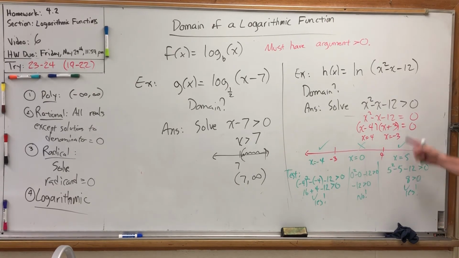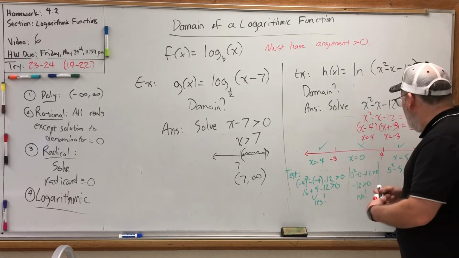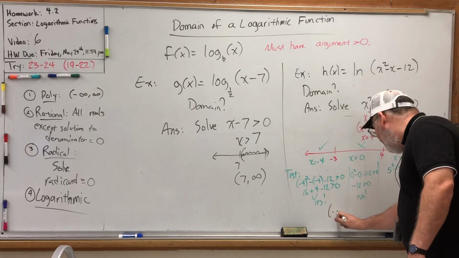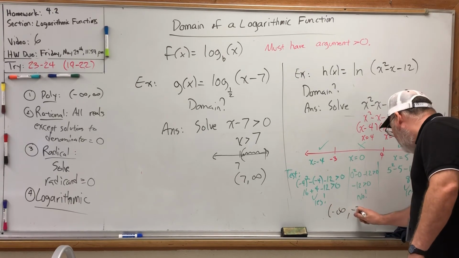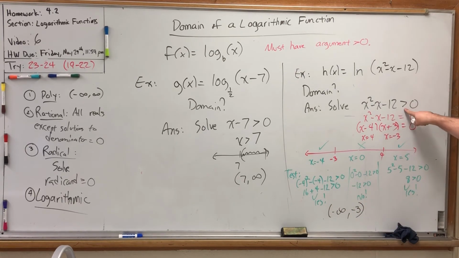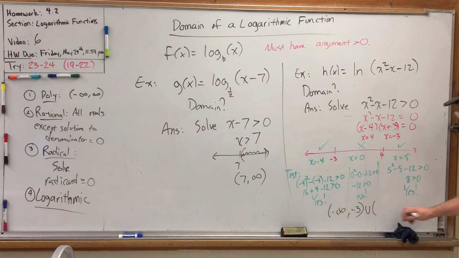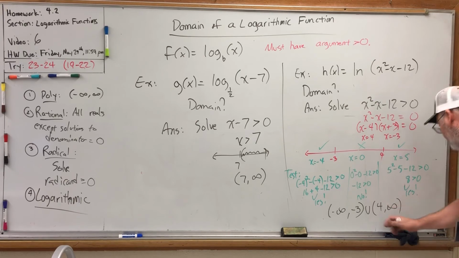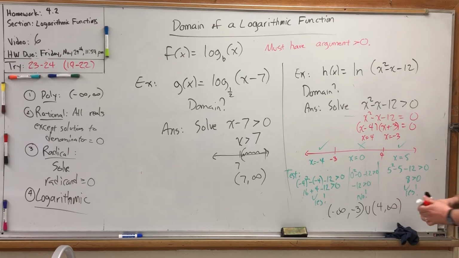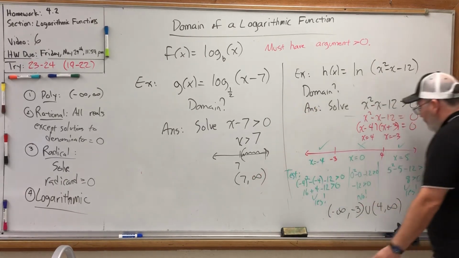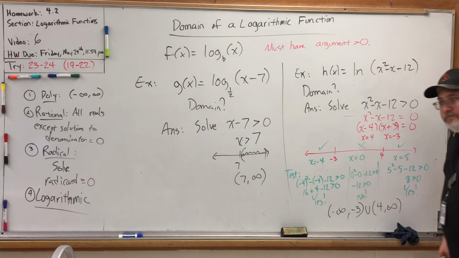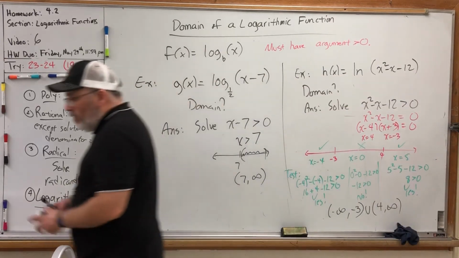We use parentheses and not brackets because it doesn't say or equal to. So our domain would be from negative infinity to negative 3, parentheses, doesn't say equal to, union 4 to infinity. So your domain questions can be either really easy and quick or not as easy or quick. They all depend upon the type of argument.